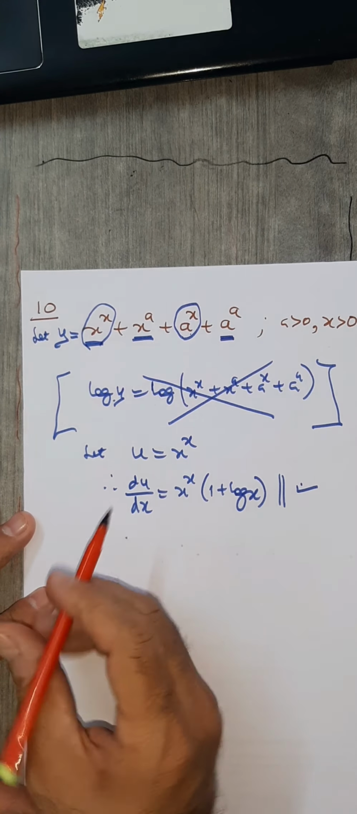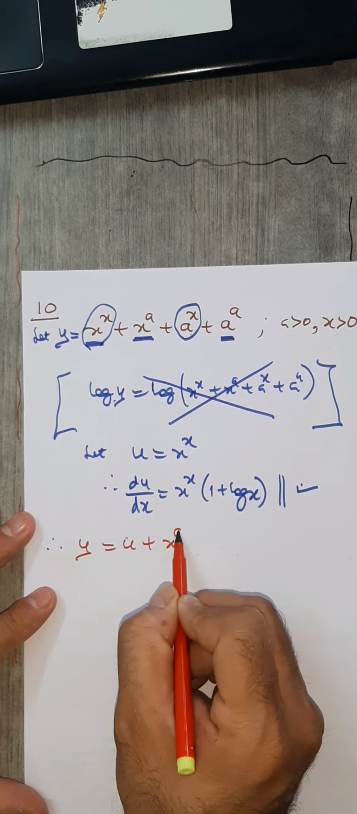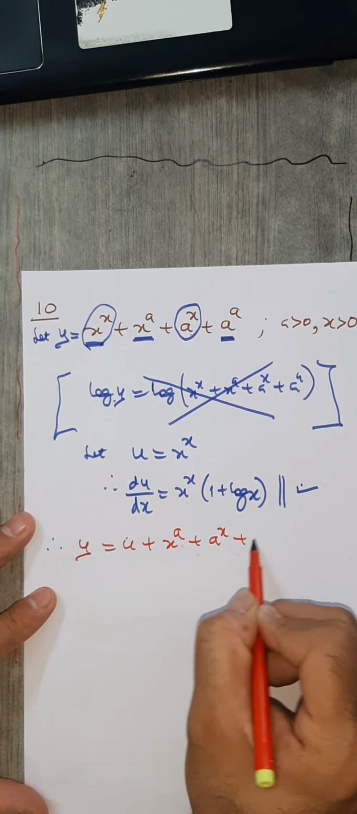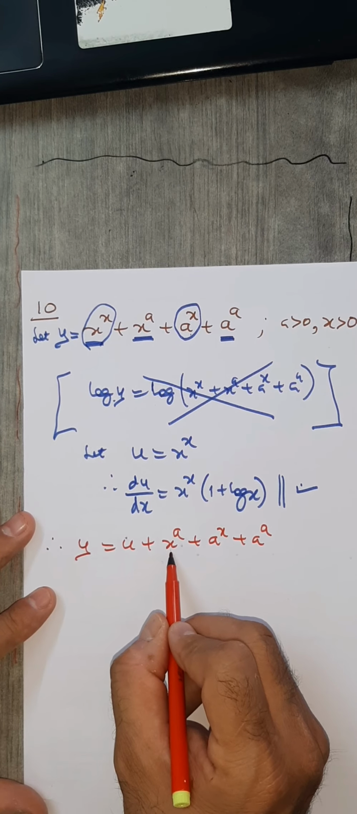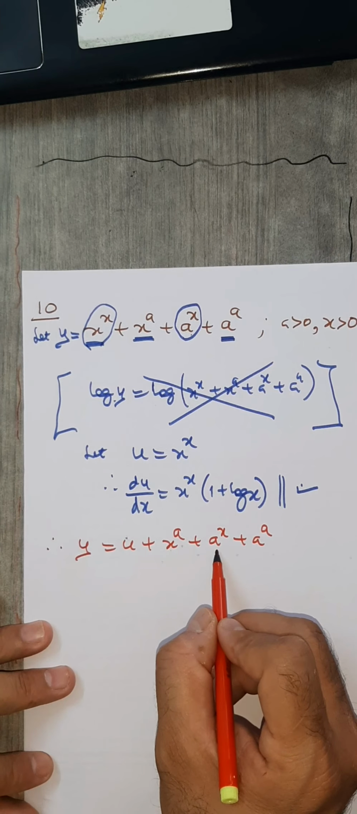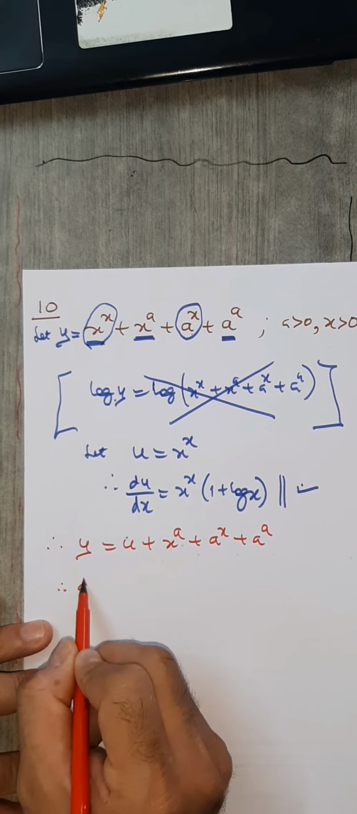So therefore now here y equals to u plus x raised to a plus a raised to x plus a raised to a. Why no need to take v and so on here? Because this is a very standard function, you know the derivative. Standard function, you know the derivative. Standard function, you know the derivative. So therefore you can do directly.